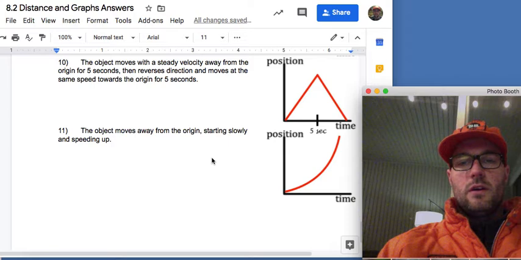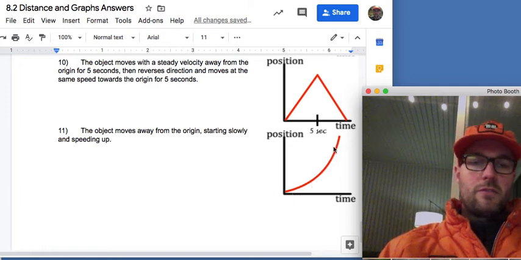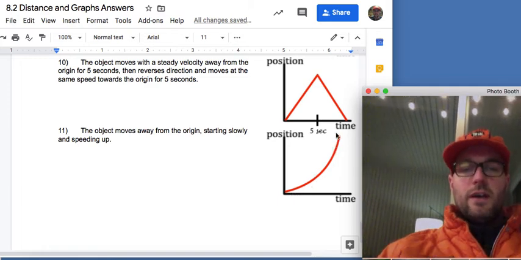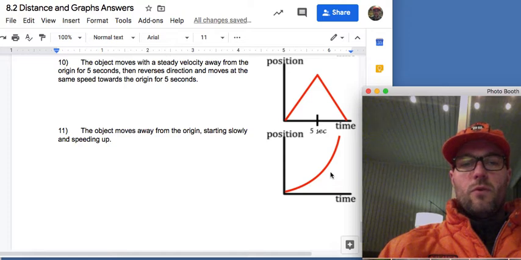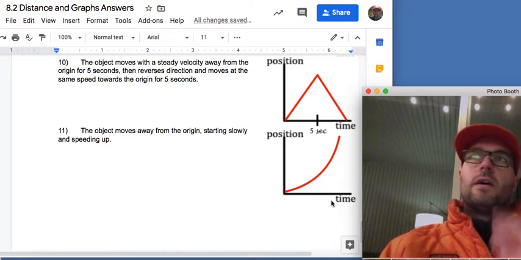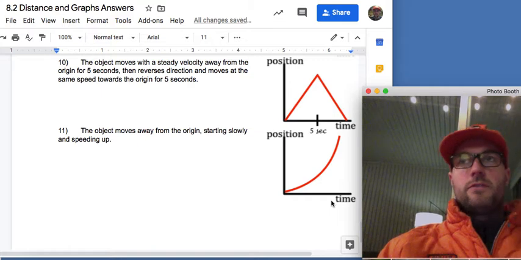Then right here, the object moves away from the origin, starts slow, and then speeds up. Starts slow, it doesn't change a lot in position over this amount of time, and then it speeds up, gets faster and faster and faster and faster as we go. The more up and down it is, the faster you're going, because you're changing more of your position over a short amount of time.